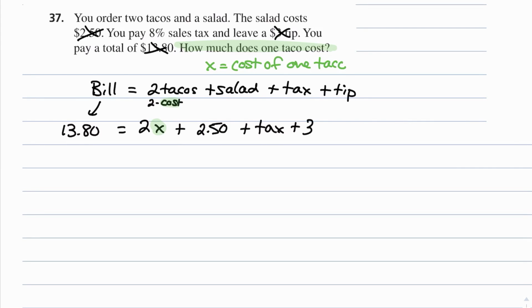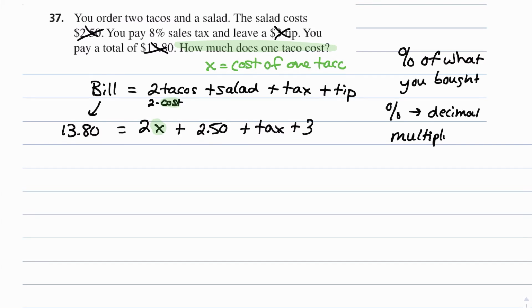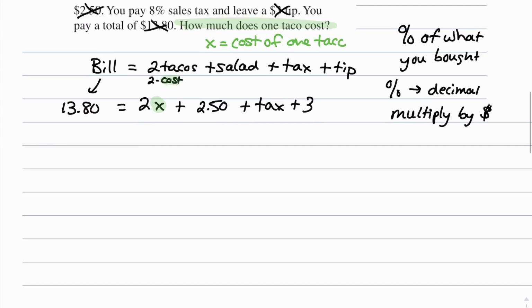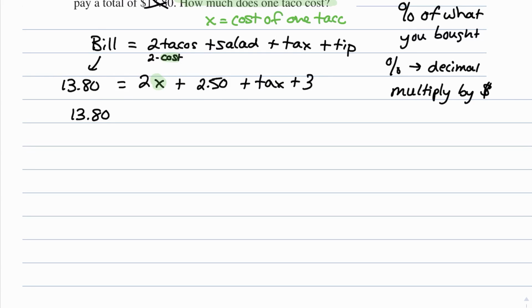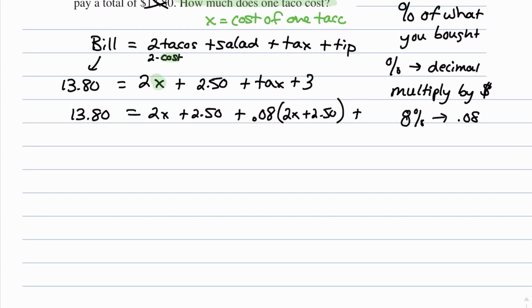Now, if you're unsure how to pay tax, it's a percent of what you bought. So you take the percent and you convert it to a decimal, and then you multiply by how much you bought. So for instance, in this situation, when we have to pay tax, I'm just copying, we bought 2 tacos, and then we also bought a salad. So the tax we have to pay, we only pay 8%. So as a decimal, we divide that by 100, we get 0.08. We only have to pay the 8% on what we bought. So we only bought 2 tacos and a salad. We did not buy the tip, so we don't have to pay tax on the tip.